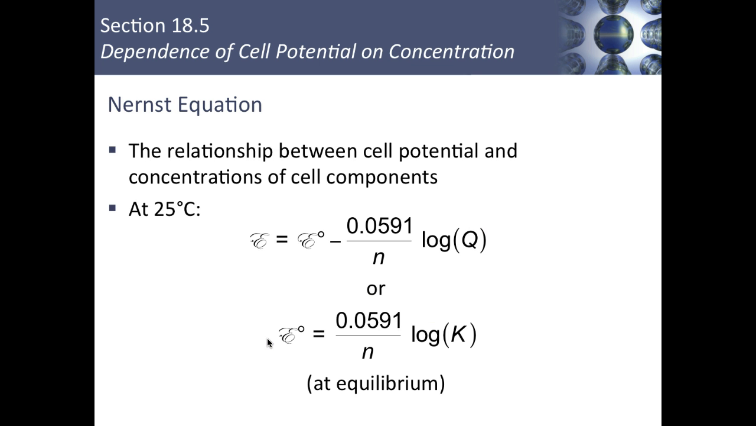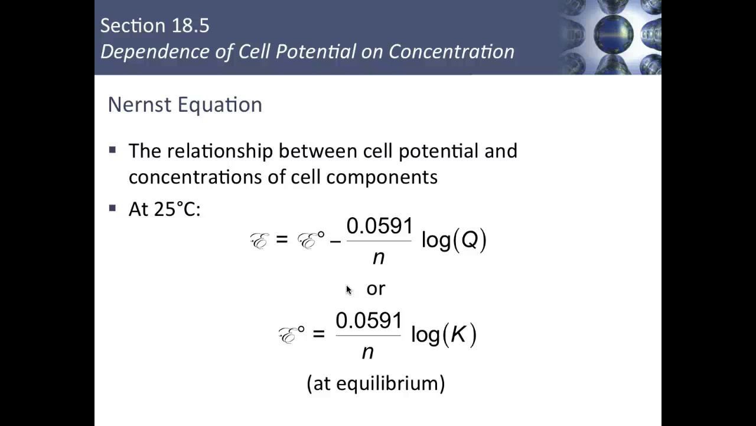Now, when we want to determine what the actual relationship is between those cells at differing concentrations, we're going to use what's called the Nernst Equation. It's derived from a lot more math than you will ever need to know. But the biggest thing it shows us is how much the cell potential would change if we're not at standard conditions.